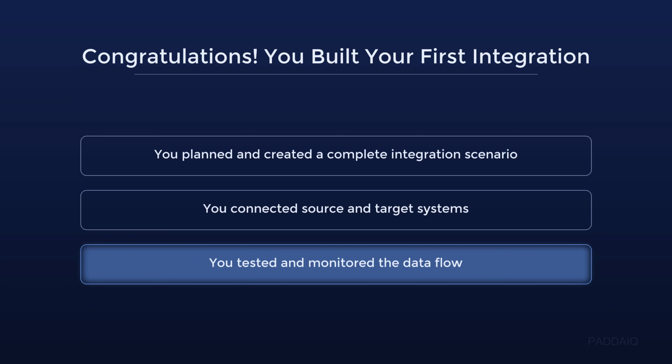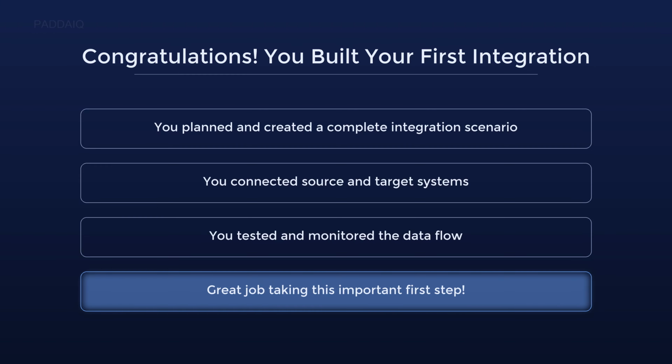You tested and monitored the data flow. This means you checked that data moved correctly between systems and watched its progress. For example, after a customer order in SAP, you verified it appeared in your shipping system. This step confirms your integration is working reliably and data is accurate.